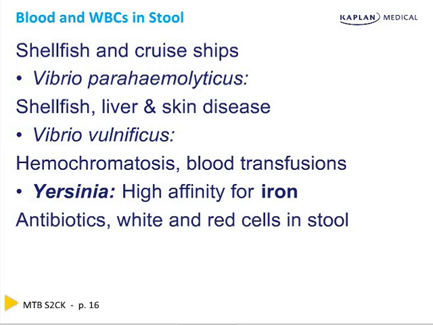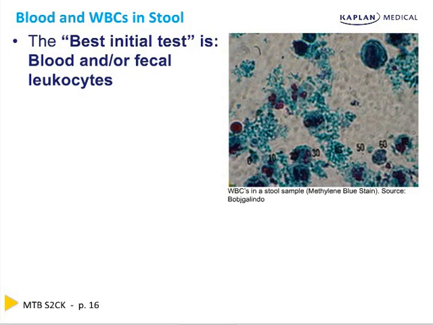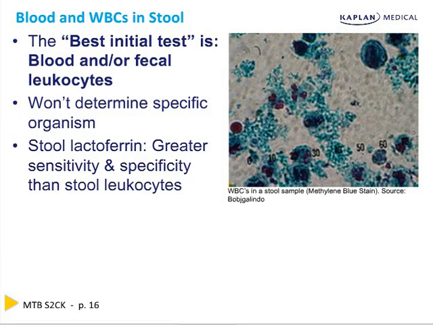Antibiotics in the history, and both white and red cells in the stool, are associated with Clostridium difficile, and yes, antibiotic-associated diarrhea is invasive. The best initial test is blood or fecal leukocytes. So if they don't tell you, hi, I have blood in the stool, then look for occult blood with the stool guaiac test. If they don't tell you they saw blood in the stool, then do the fecal leukocytes. It won't determine a specific organism, but it will tell you that you're in the Salmonella, Shigella, Yersinia, E. coli, Vibrio vulnificus, Vibrio parahemolyticus group, the Salmonella, Campylobacter group.